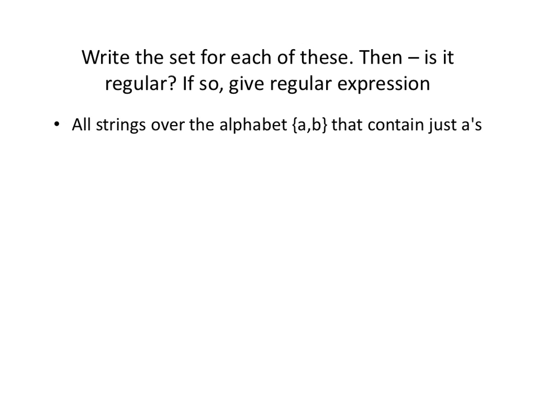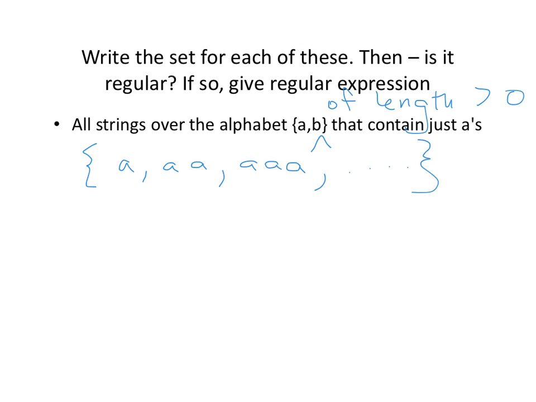Now I'm asking for all strings over the alphabet AB that contain just A's. And I guess this is a little bit ambiguous. It doesn't say whether it could be the empty string. So let's, to make this slightly more interesting, say all strings over the alphabet AB of length greater than 0 that contain just A's. And so that would be A and AA and AAA and so on. Right?